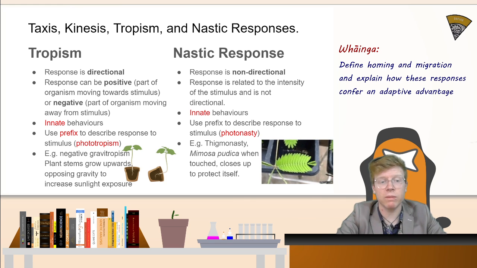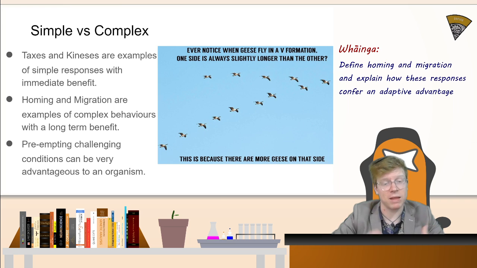Now we're going to move on from these simple traits to more complex ones. And these complex behaviors give a longer or potentially even larger benefit, but they require a greater cost in terms of brain power to be able to compute these, and they require a greater degree of preemption. Two examples of these are homing and migration. We're going to talk about homing first, and then we're going to talk about migration afterwards.